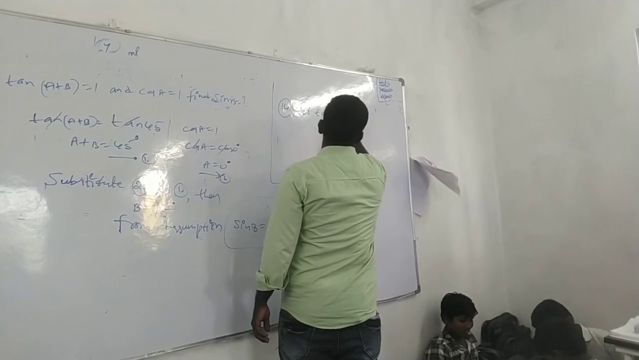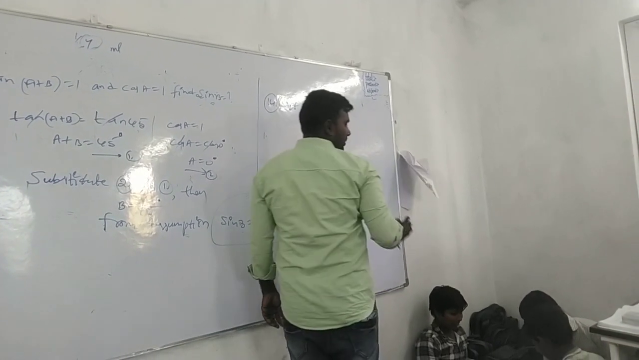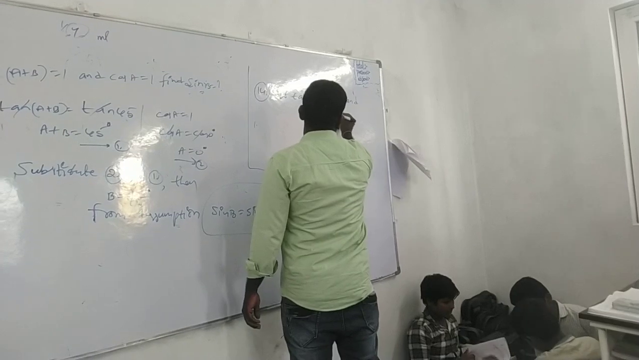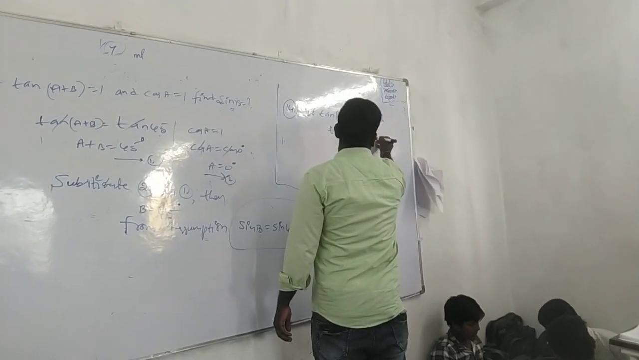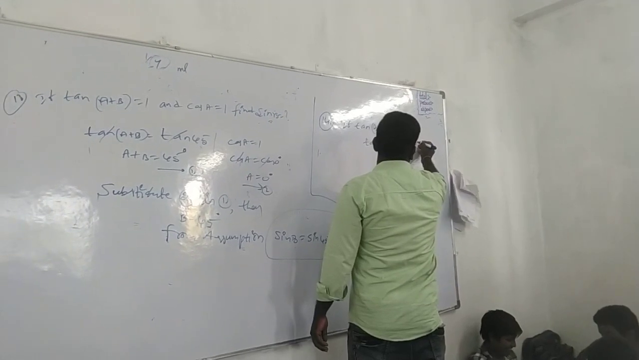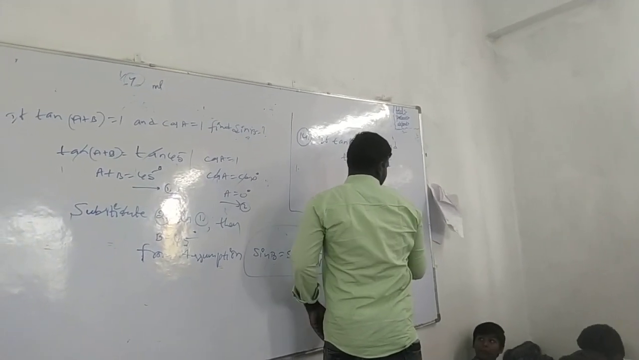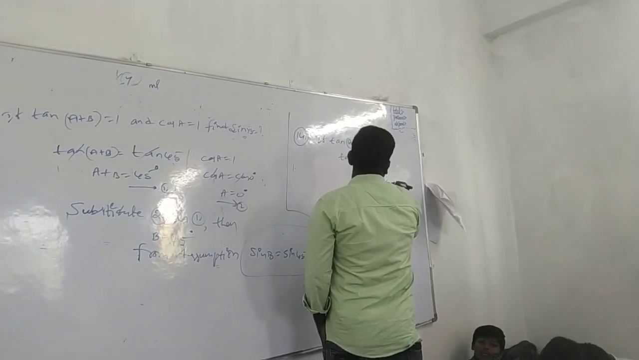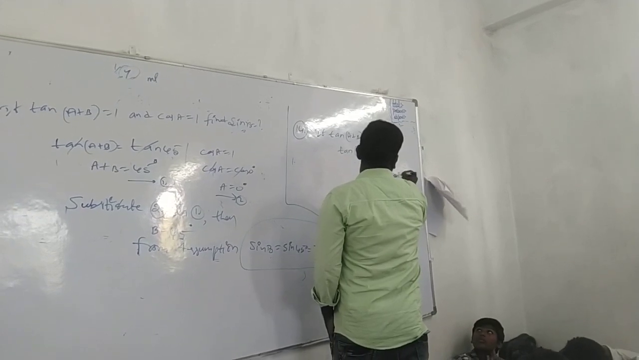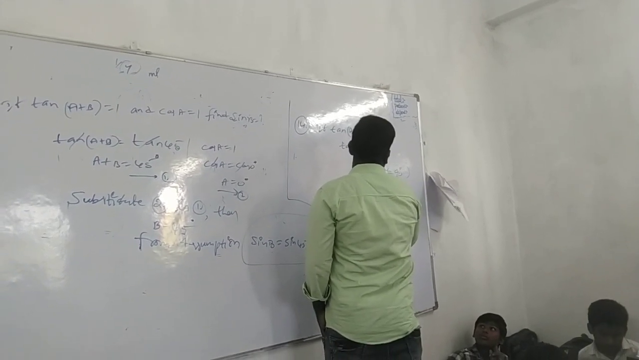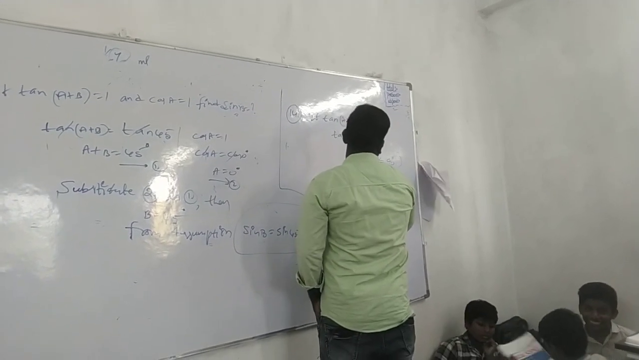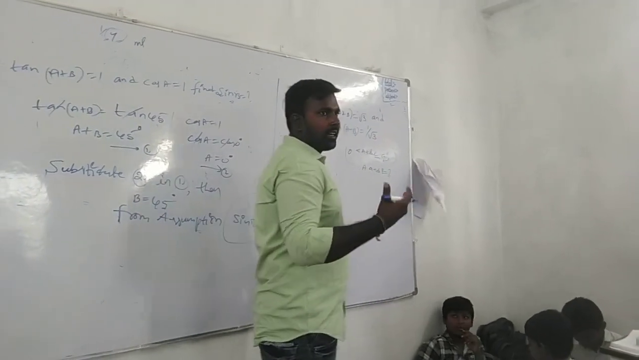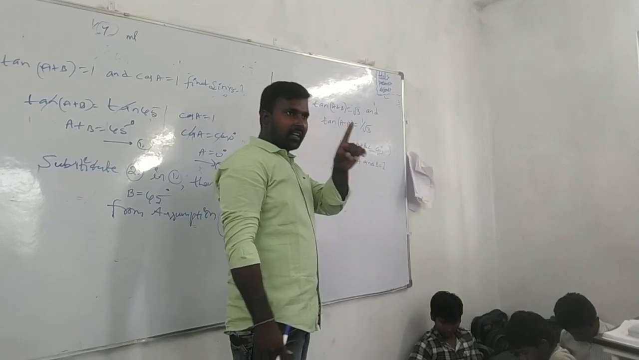If tan of A plus B is equal to root 3, and tan of A minus B is equal to 1 by root 3, 0 degrees. Find A and B, right? At the end of the question, find A and B. That's all I need actually.